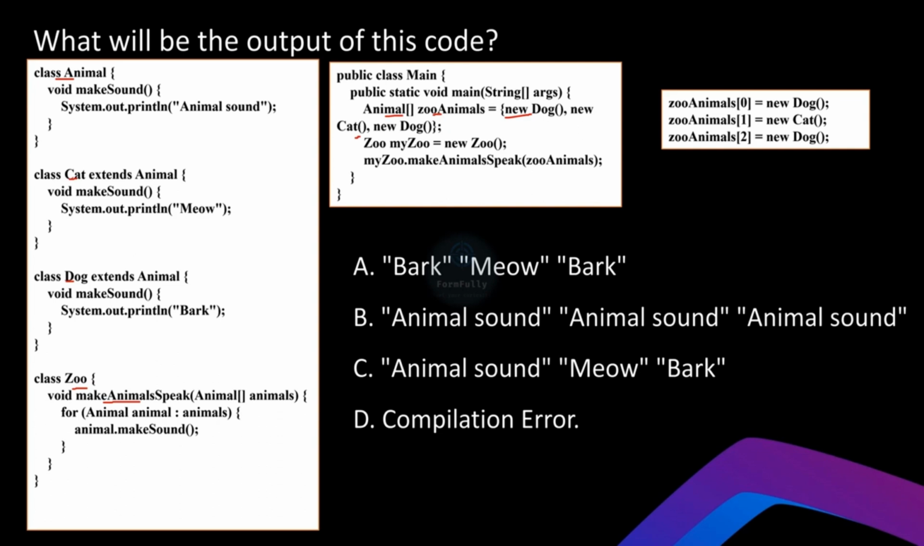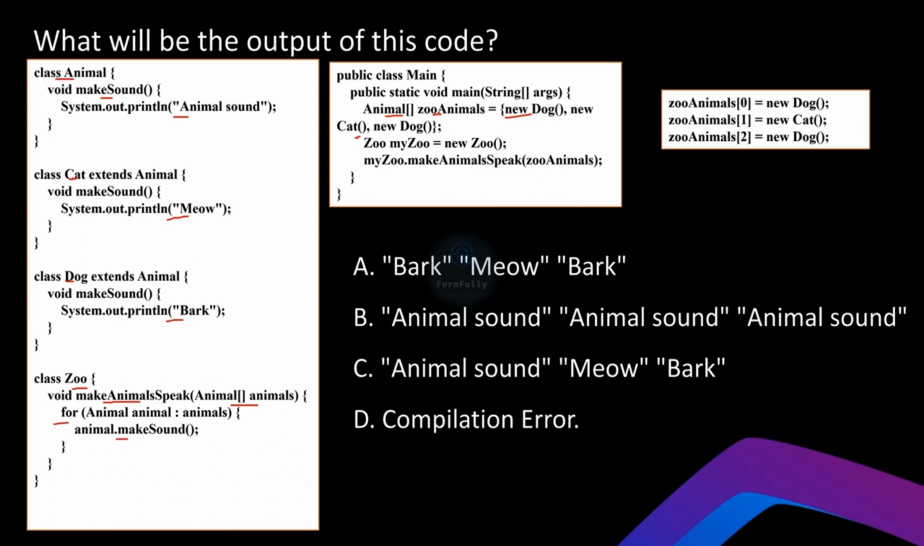Let's break down the code and I'll explain it in detail. The Animal class defines a method called makeSound, which prints animal sound. The Cat class extends Animal and overrides the makeSound method to print meow. The Dog class extends Animal and overrides the makeSound method to print bark. Then the Zoo class has a method called makeAnimalSpeak that takes an array of Animal objects and makes each animal speak by calling its makeSound method.